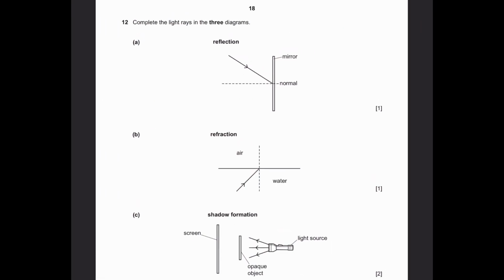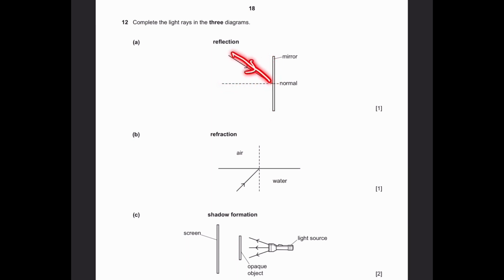Question 12. Complete the light rays in the 3 diagrams. A. So we have a reflection here, and there is a normal line and mirror. I'm not going to show you exactly how to do it. I'm not going to show you the measurements. I'm just going to show you what you need to do to solve this question. So we have the normal here, and that has a right angle with the mirror. It always has. And the right angle means 90 degrees.